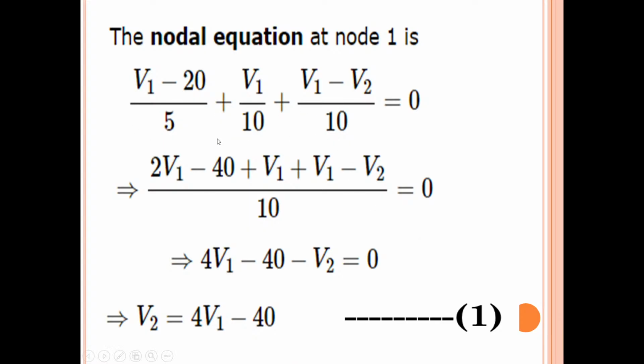Now just simplify this. Okay, you know mathematical simplification. So if you simplify, you will get 2V1 minus 40 plus V1 plus V1 minus V2, all by 10. So 2V1 plus V1 plus V1 means 4V1 minus 40 minus V2 equal to 0. I have written this equation in terms of V2. If you don't want, you no need to write. You can consider the above equation 4V1 minus V2 equal to 40. You can write like that also, your wish.